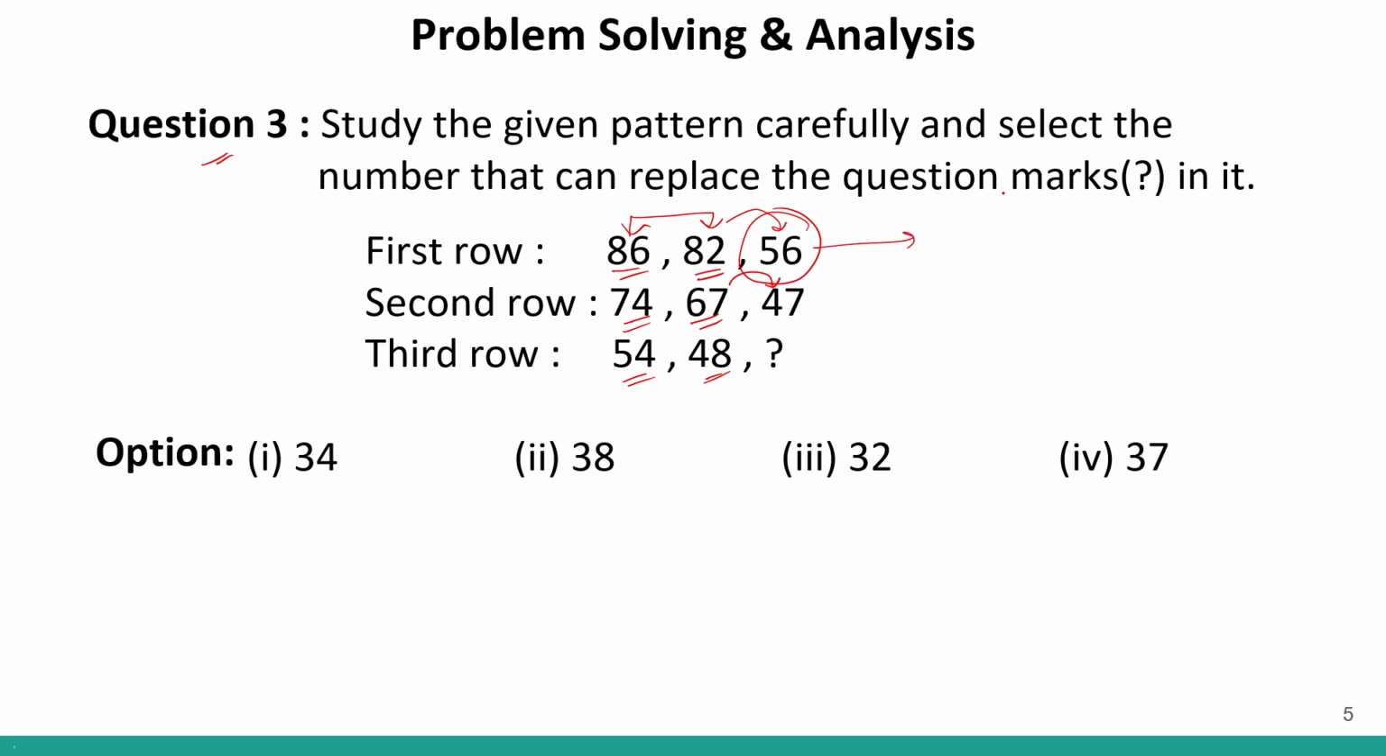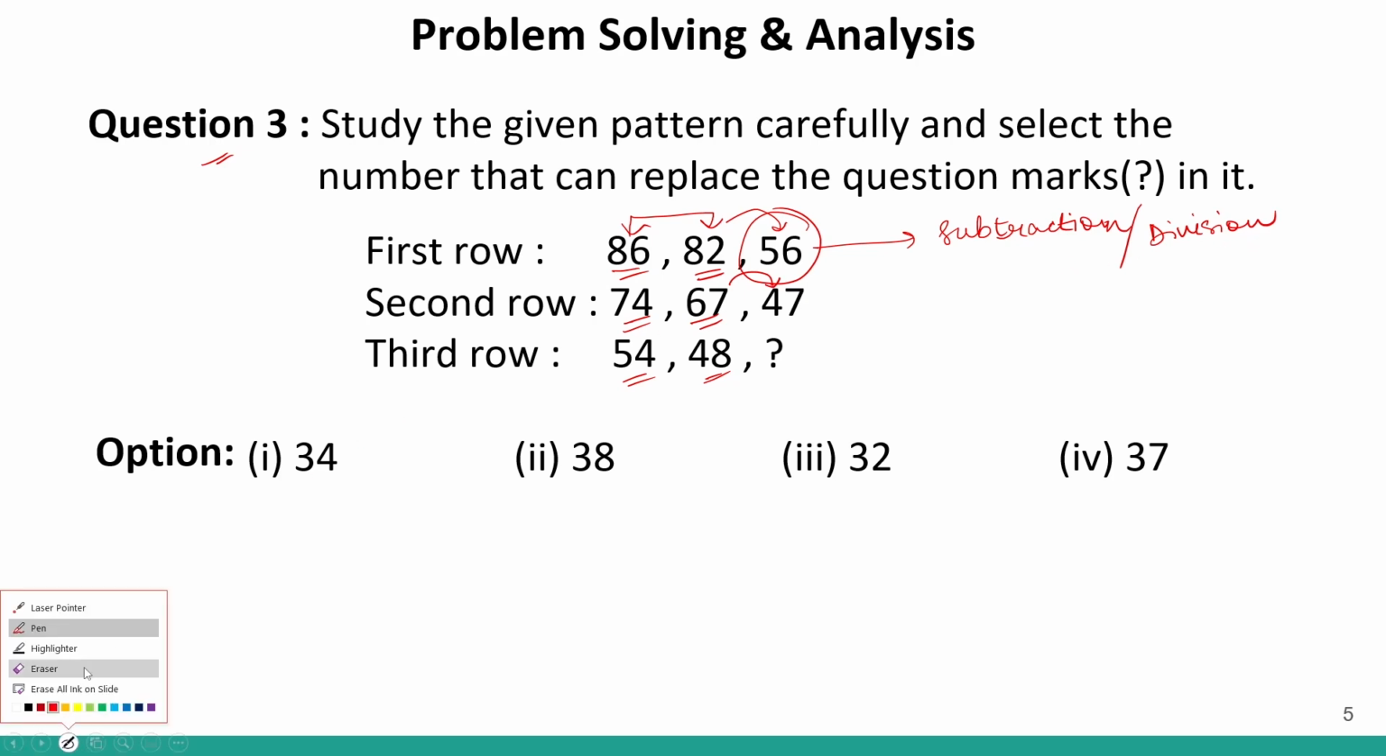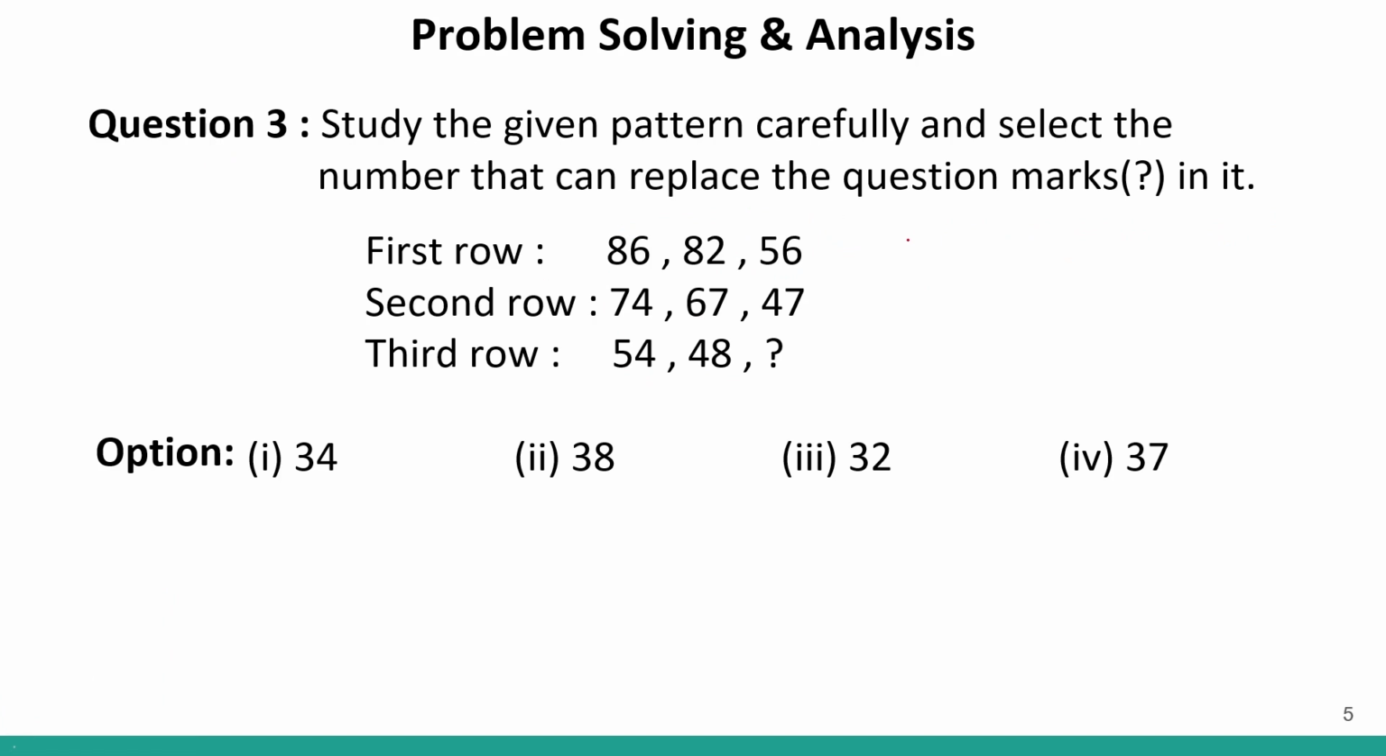So I can assume that maybe certain operations are being carried on 86 and 82 to get a smaller number. So whenever we get a smaller number than these initial numbers, either we are subtracting or we are dividing. Either of the two possibilities. So let us check for first row, row 1. Row 1, if I add 86 and 82 and I divide it by 3, I'll get how much?